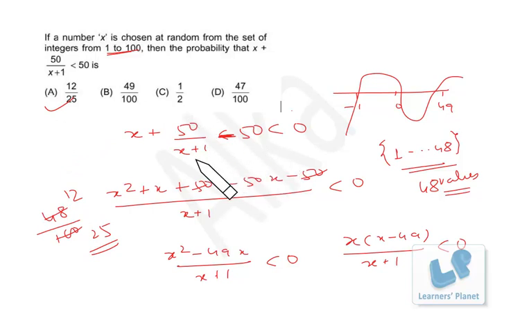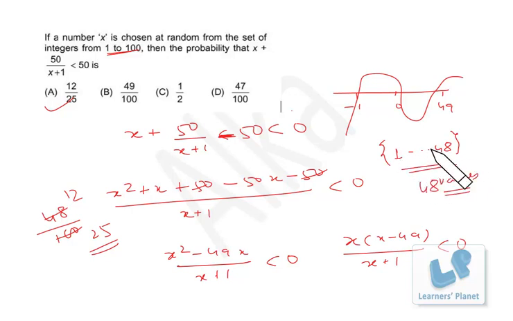We shifted everything on the left hand side, less than or equal to 0, take LCM, we draw the curve. Then from 0 to 49, the value of this expression is less than 0, because we want x to be positive only, more than or equal to 1. So the favorable range is from 0 to 49. The integral range is 1 to 48.